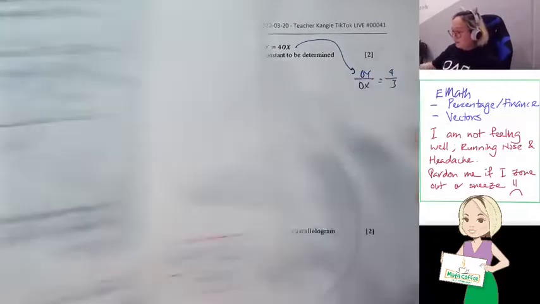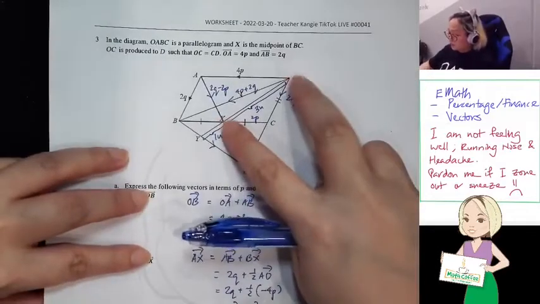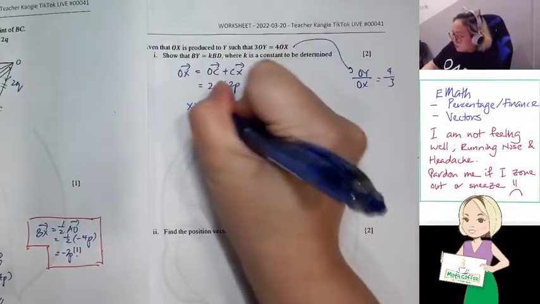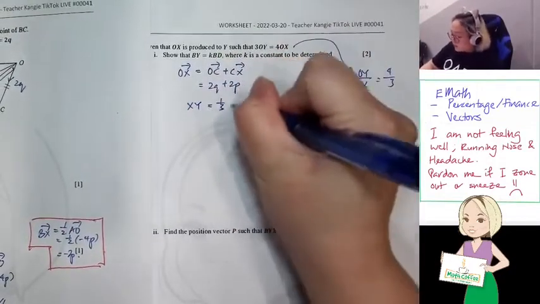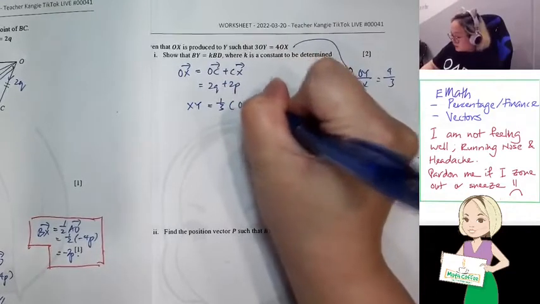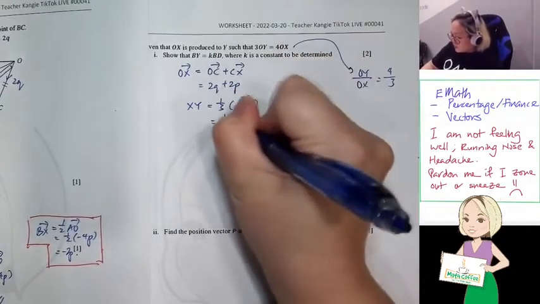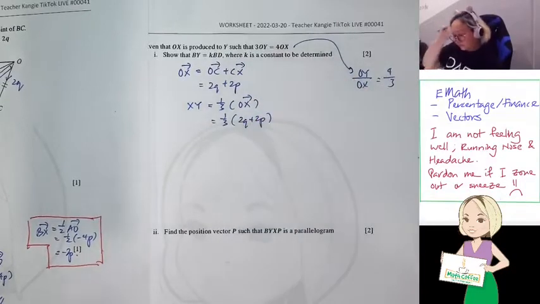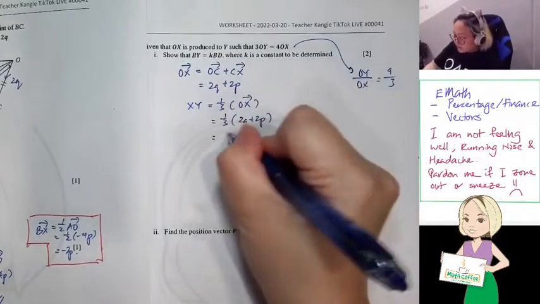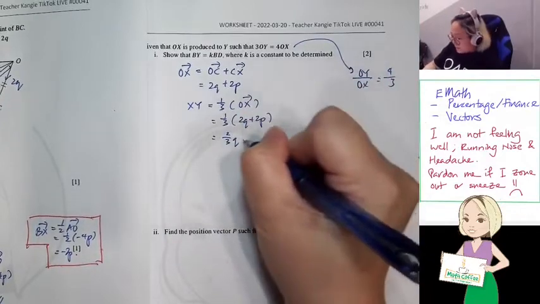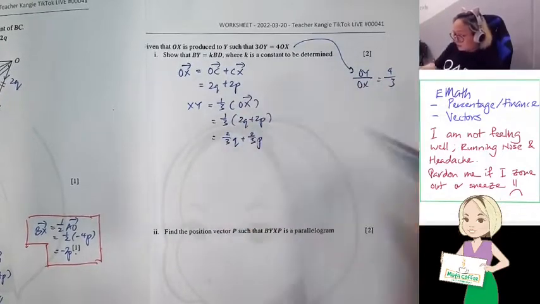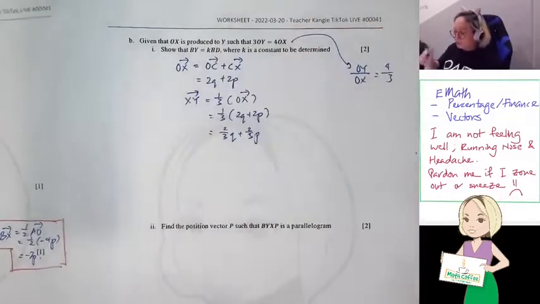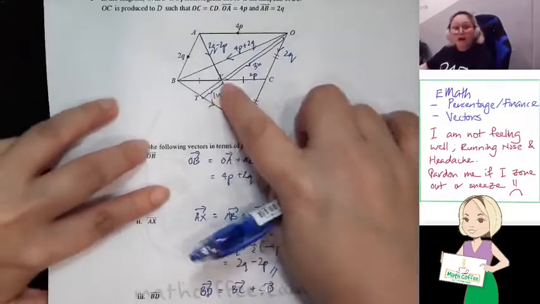Next, I want to find my XY. And I know my OX is 3 units. So XY is simply 1/3 of OX. So it's just 1/3 multiplied by 2Q plus 2P, which will give us 2/3 Q plus 2/3 P. Okay, now I have my, oh, I forgot my arrow for XY. Now I have my XY.